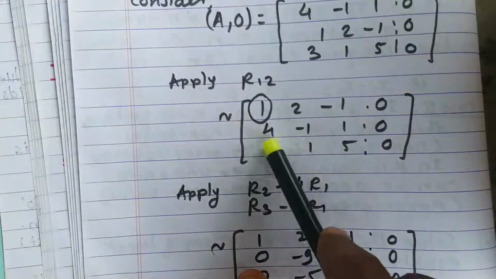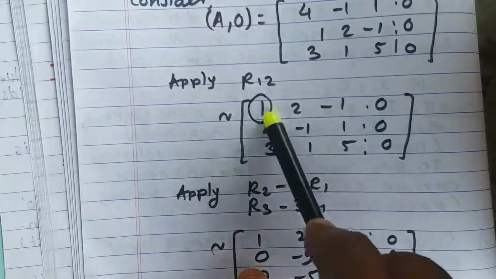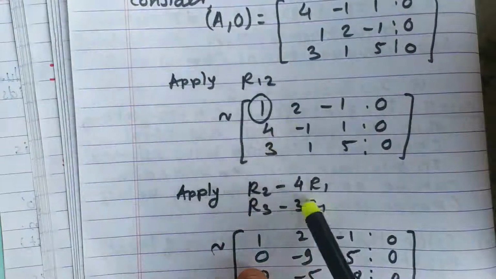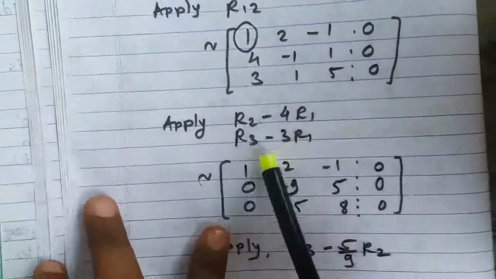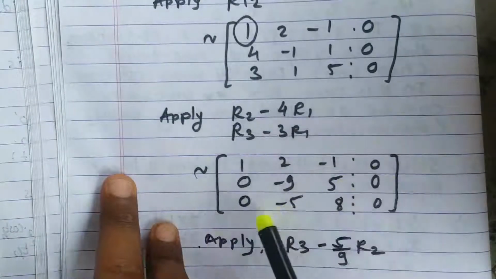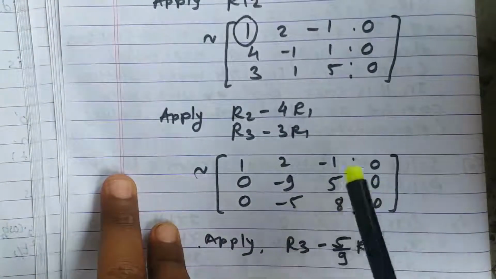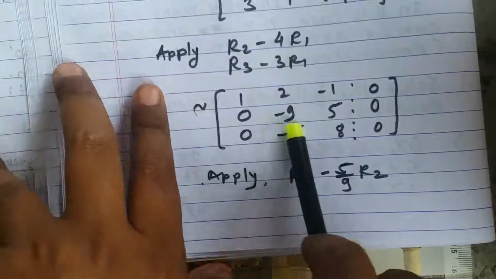So after applying, I am going to change R2 and R3: R2 minus 4 times R1 and R3 minus 3 times R1. So after performing these two transformations, I will get this matrix. First row remains as it is, second row will become 0 minus 950, third row will be 0 minus 580. You can verify these calculations. Okay, now what next?